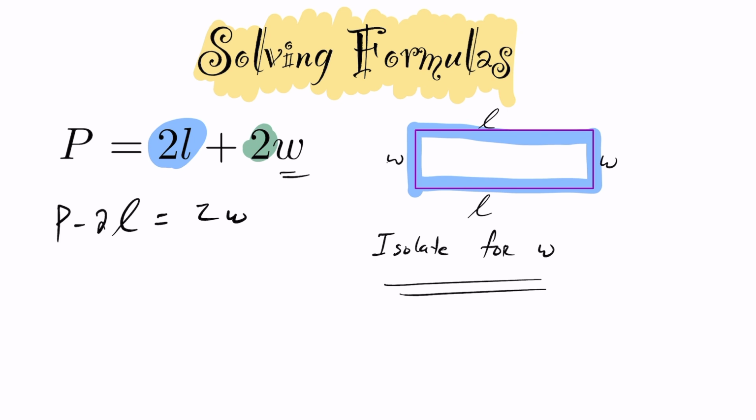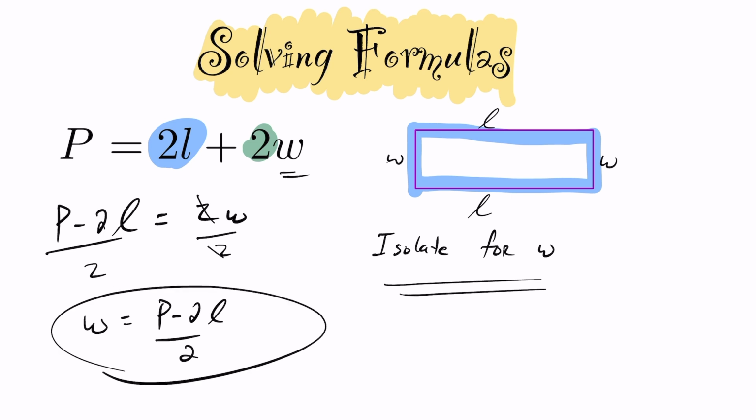And again, I want to get W by itself. The 2 is in the way. The operation between the 2 and the W is multiplication. So I divide across by 2, and we get W is P minus 2L over 2. And therefore, I've now isolated for my variable W and expressed W as P minus 2L divided by 2.